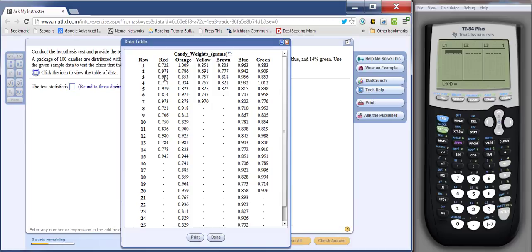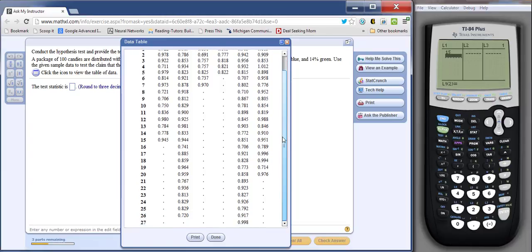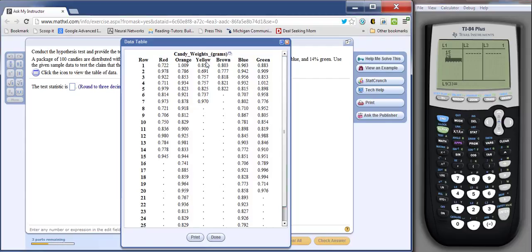How many red candies were there? Well, I see that there were 15 red candies observed in my sample. So I'm going to enter 15, enter. How many orange candies were observed in my sample? 26. So 26, enter. Alright, so let's go up. How many yellow candies were observed in my sample? 7.